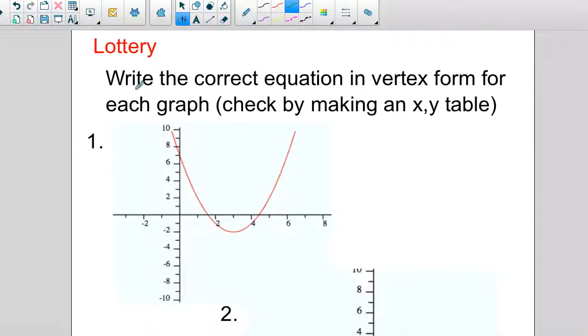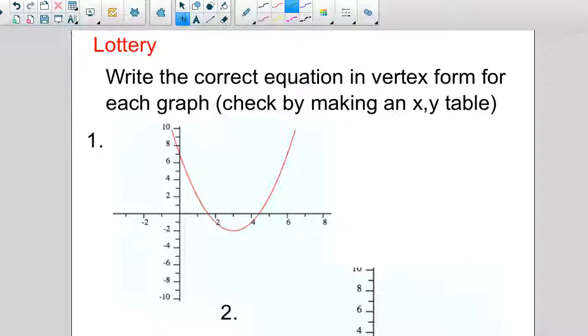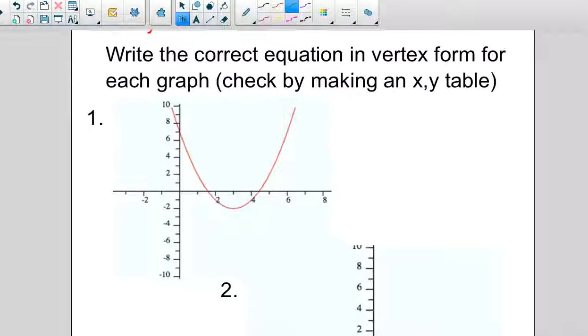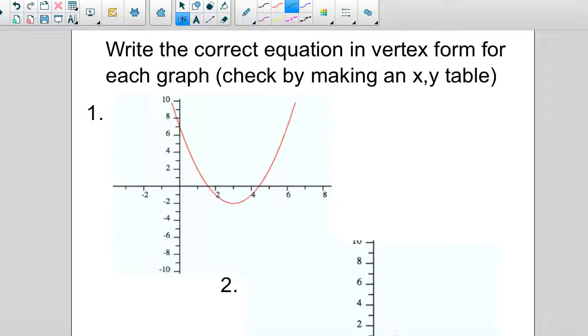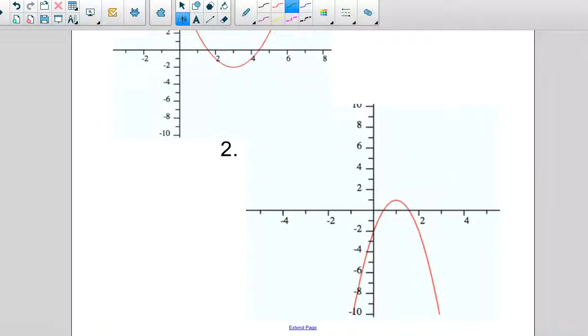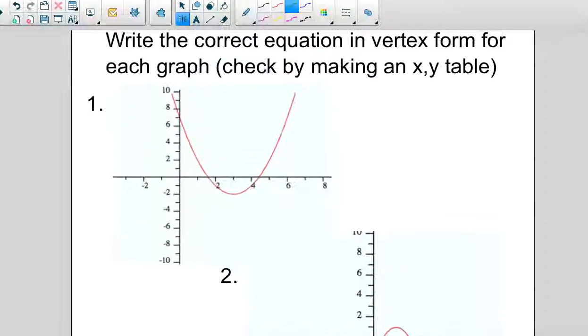Okay, so what I want you guys to do, it's not a lottery question because I'm not there, sorry. But I just want you guys to do these 2 questions, so you can pause the video and do this. I want the equation of this graph, and then when you're done, the equation of this graph. And then you can resume the video when you finish.